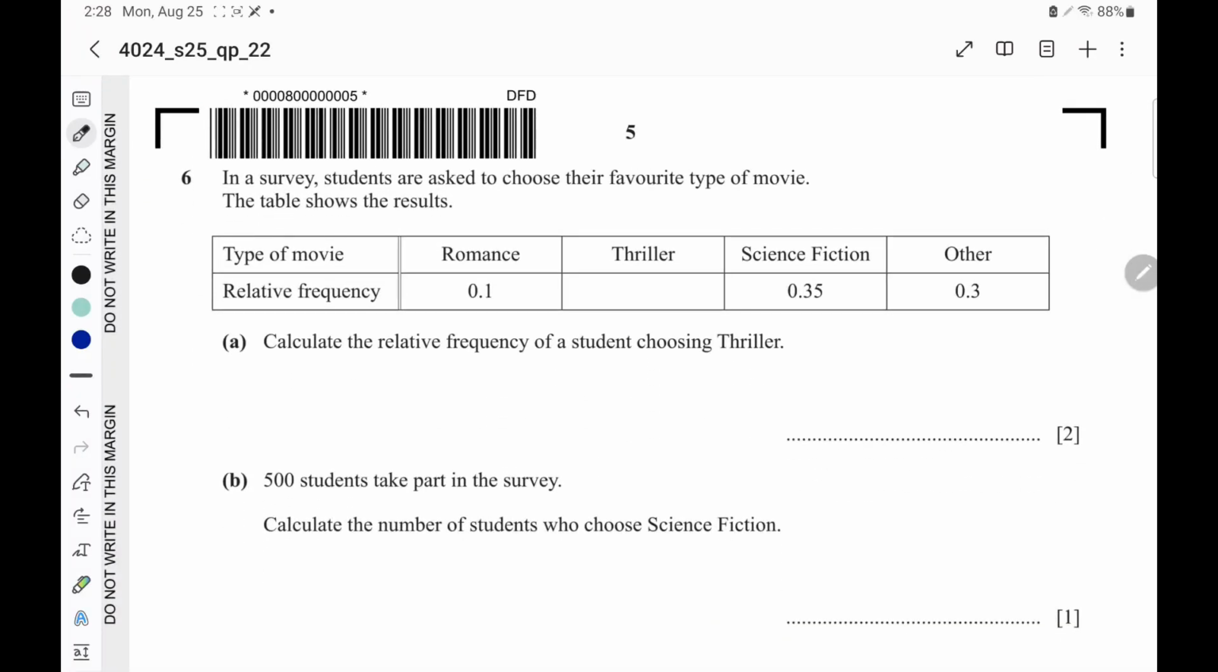In question number 6, in a survey, students are asked to choose their favorite type of movie. The table shows the result. The type of movie: romance has a relative frequency of 0.1. The thriller is left. Science fiction is 0.35, others is 0.3. You know the sum of the relative frequencies, like the probability, is equal to 1. Calculate the relative frequency of a student choosing the thriller. So thriller means 1 minus, you just add 0.1 and 0.35 and 0.3 together, and then find your answer.